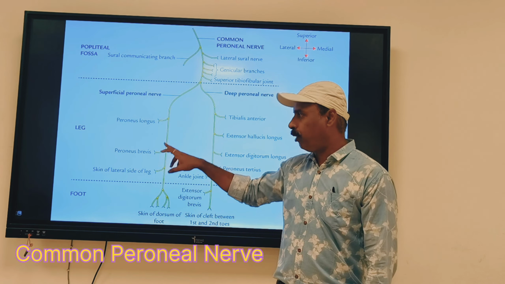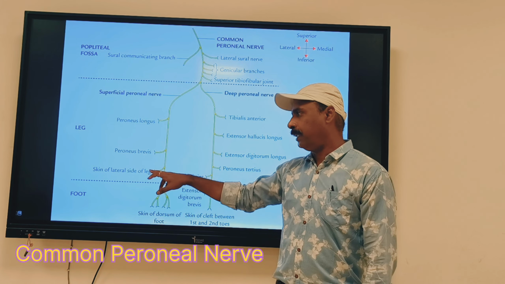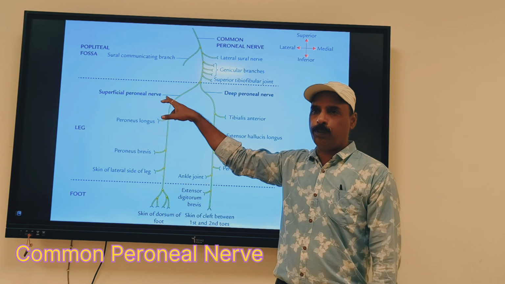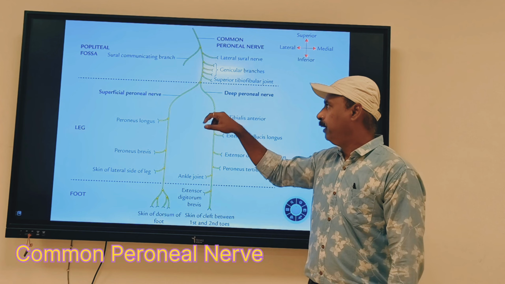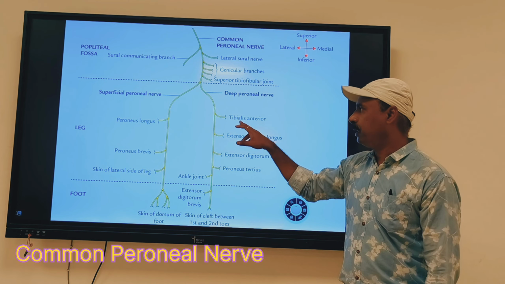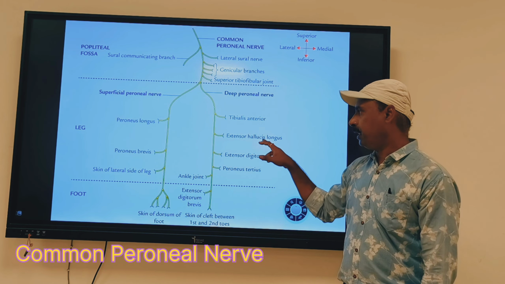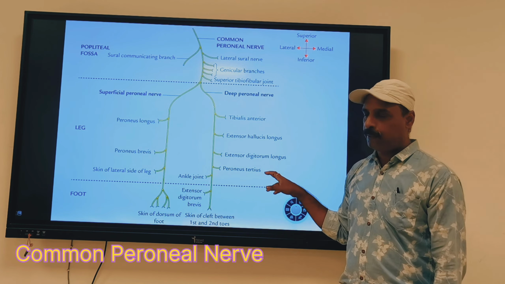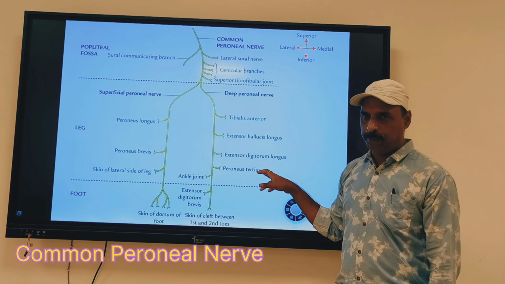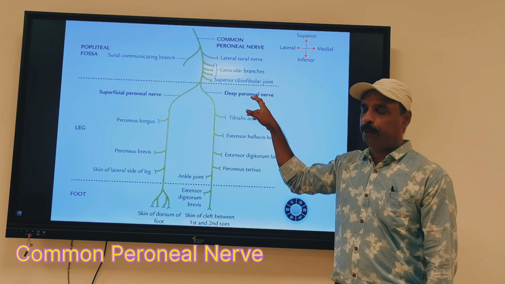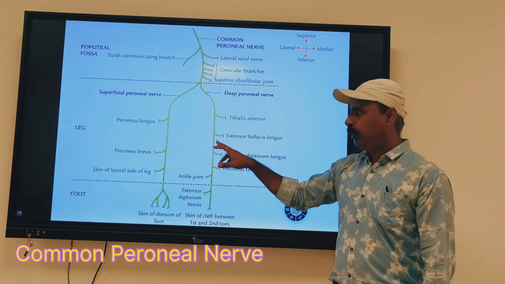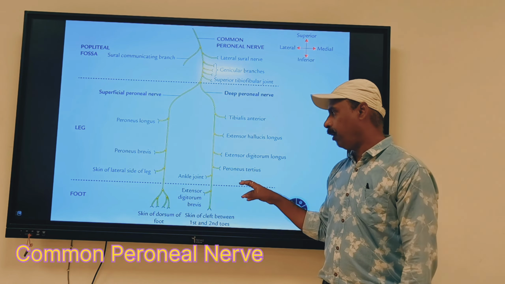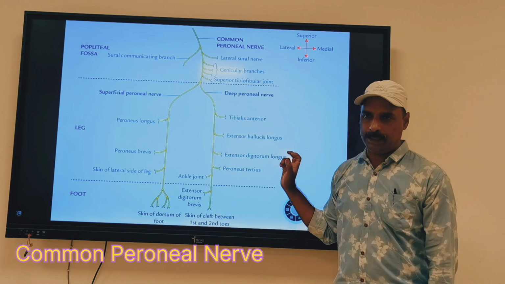So peroneus longus and peroneus brevis and the skin of the lateral part of the leg region are supplied by the superficial peroneal nerve. Next, the deep peroneal nerve supplies tibialis anterior, extensor hallucis longus, extensor digitorum longus, and peroneus tertius. You have to remember that peroneus tertius is supplied by the deep peroneal nerve because it is a deep lying muscle.